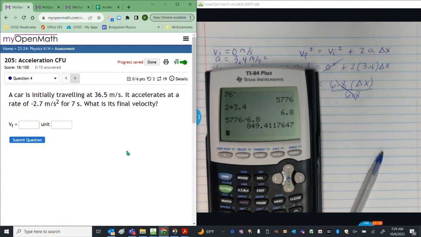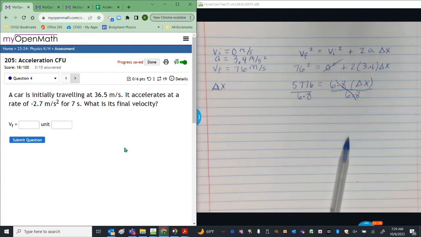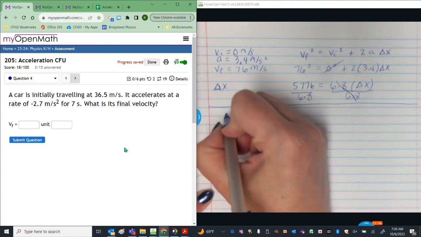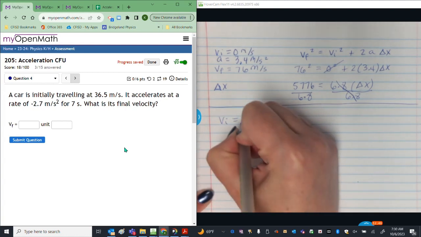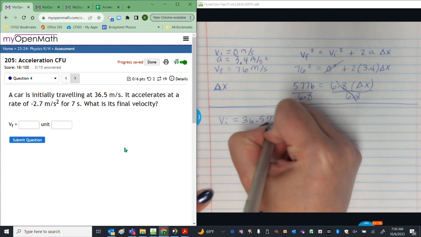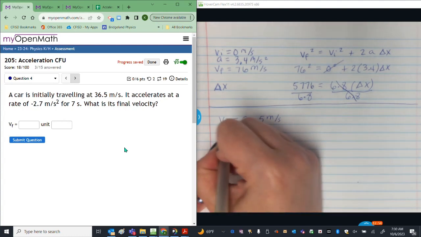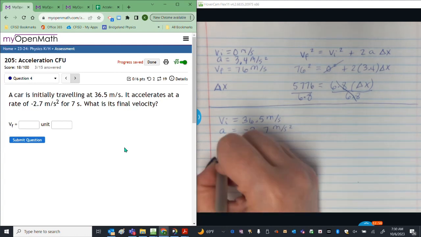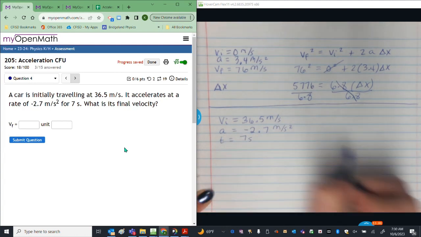All right, number 4, nobody missed. Awesome. Everybody got this right. It says a car is initially traveling at 36.5 meters per second. It accelerates at a rate of negative 2.7 meters per second squared for 7 seconds. What is its final velocity? Again, you can approach this the same way. We have an initial velocity, VI equals 36.5. We have an acceleration, A is negative 2.7. We have a time, and we're looking for final velocity.